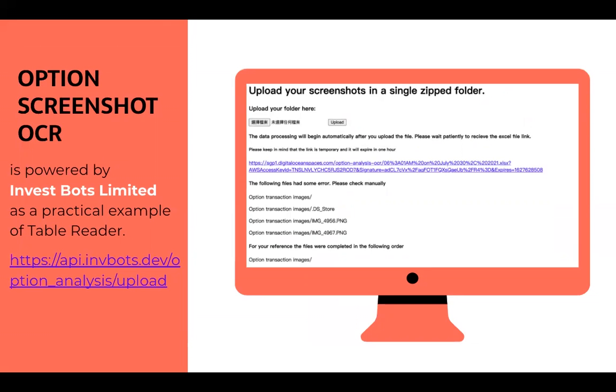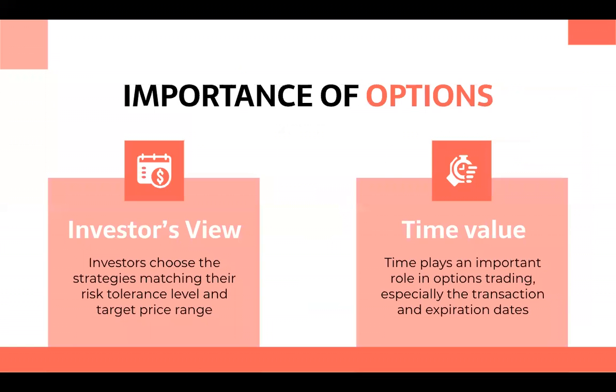Okay, thank you, Sandy. Option Screenshot OCR is one of the applications of Table Reader. Basically, we analyze unusual option trading volume and try to find trading ideas or trading opportunities. Why do we have to look at option trading? Because investors have to choose strategies that match their risk tolerance level and target price range. At the same time, time value matters a lot in option trading, so we especially pay attention to the transaction dates and expiry dates.